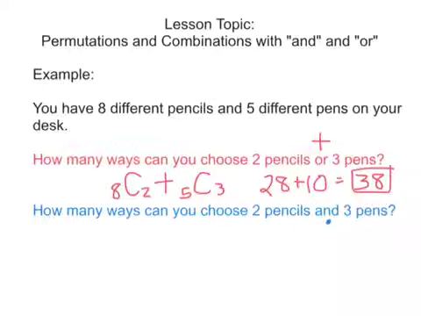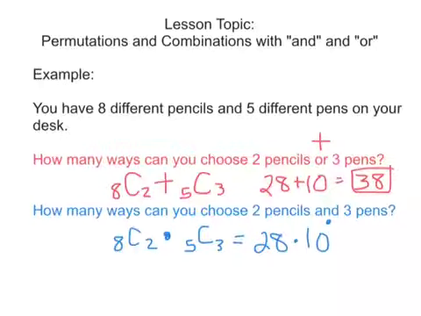So choosing 2 pencils, again, order is not important here. We still have 8 pencils, and we're going to choose 2 of them. Then we have 5 pens, and we are going to choose 3 of those. We need to multiply, since they're 2 separate situations that we are going to do together. Again, we have 28 and we have 10, and we need to multiply them. 28 times 10 is 280. There are 280 different ways that we could grab 2 pencils and 3 pens and walk out the door.